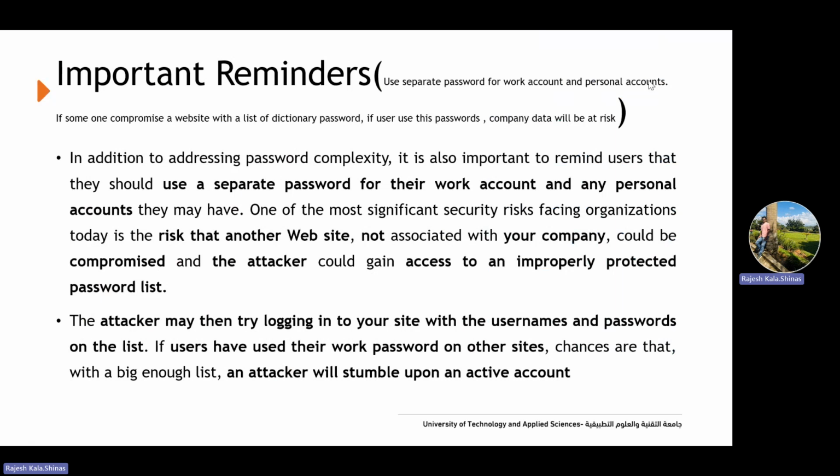That's why, don't use the same password for different emails or different accounts. Go for different passwords, and powerful passwords, for every account.